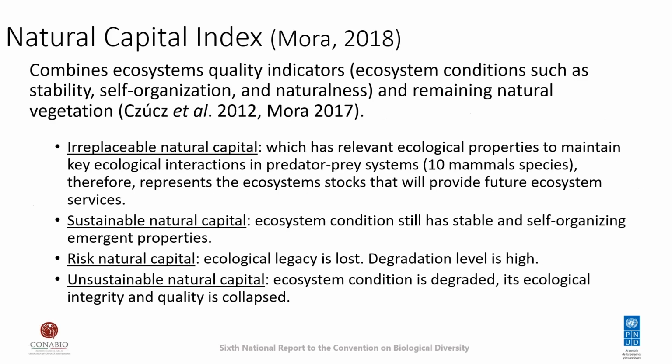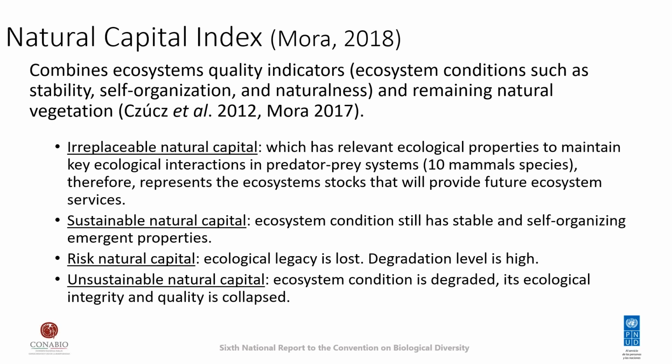Next slide, please. So this is the Natural Capital Index, the first of them. It was developed by researchers from Conabio at national level, and it combines ecosystem quality indicators, such as stability, self-organization, and naturalness, and remaining natural vegetation. And this index has four categories to describe the ecosystem conditions.